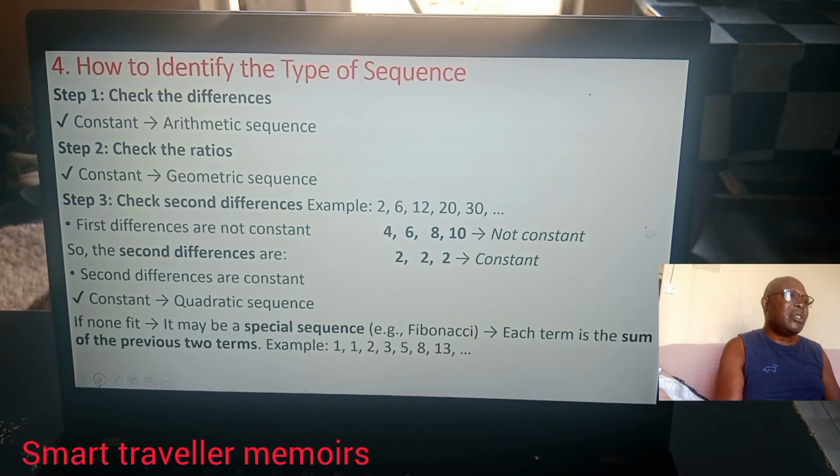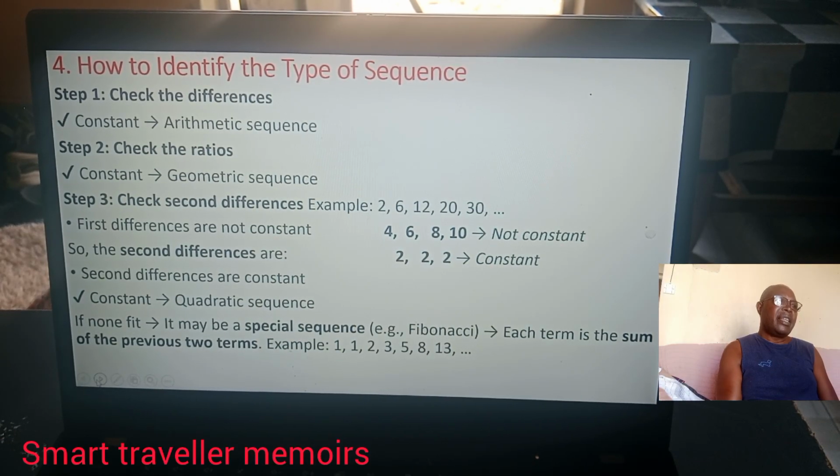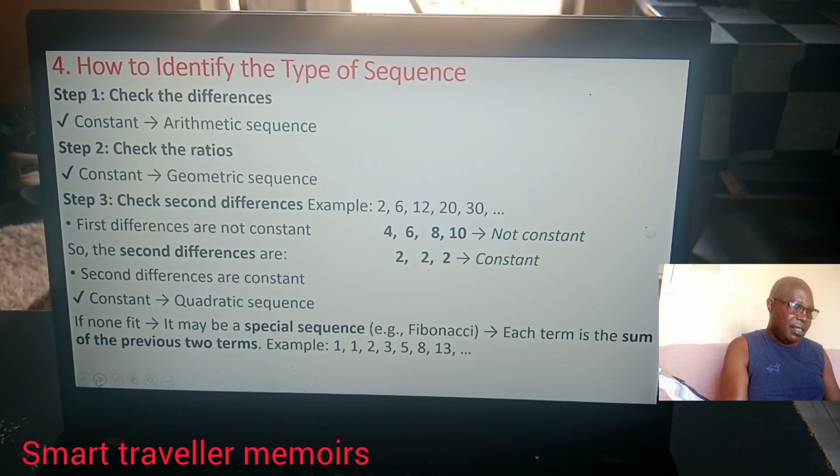So this one is known as a quadratic sequence. If none of the above fit, it may be a special sequence known as Fibonacci, where each term is the sum of the previous two terms. Example: 1, 1, 2, 3, 5, 8, and 13. All right, each term is the sum of the previous two terms.